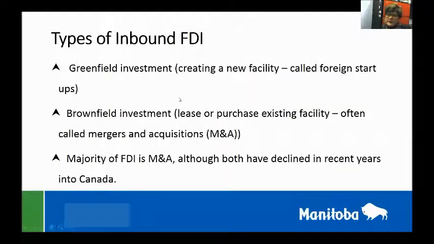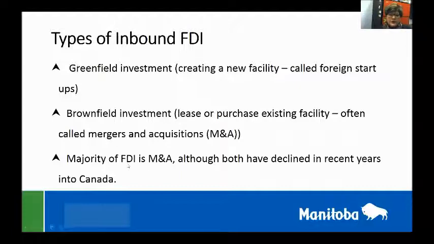The handbook talks about the different types of foreign direct investment. One of them is called greenfield investment, and this is where a foreign company comes in and sets up a whole new facility in a community. And brownfield investment, and this is where a company will lease or purchase an existing facility, and this is often called mergers and acquisitions, or M&A.